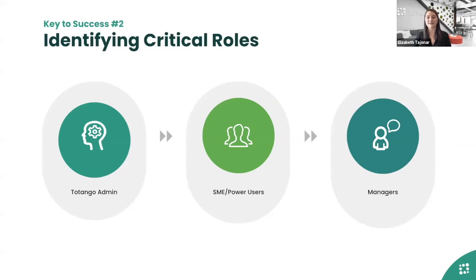Next, we have the SME, the subject matter expert or the power user. This is, again, individuals who serve as your internal knowledge base. They know Tatango forwards and backwards, and they help you to continue to facilitate and bring more team members on quickly. Last, and certainly not least, are your managers.